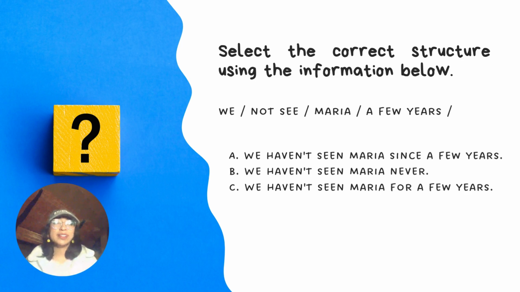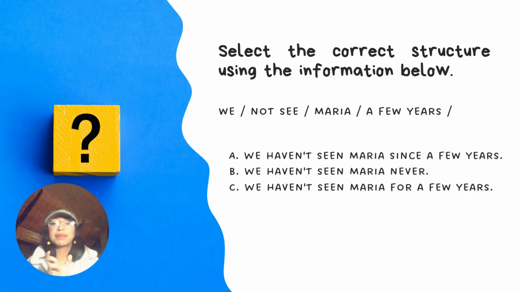Okay, Kevin is raising his hand. So, Kevin, tell me, what is the answer? So, it is C. You say that it is, we haven't seen Maria for a few years. That's correct. We haven't seen Maria for a few years is correct.